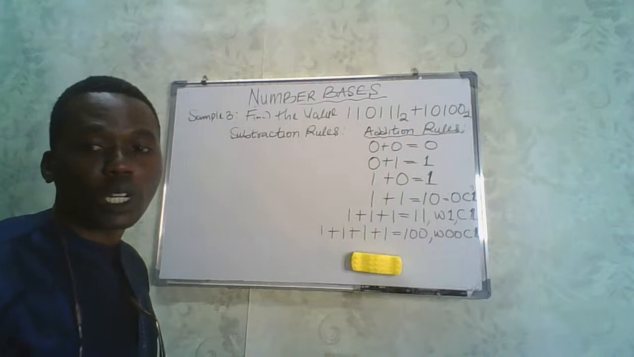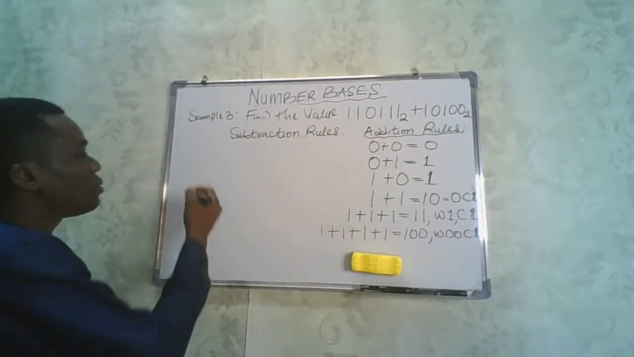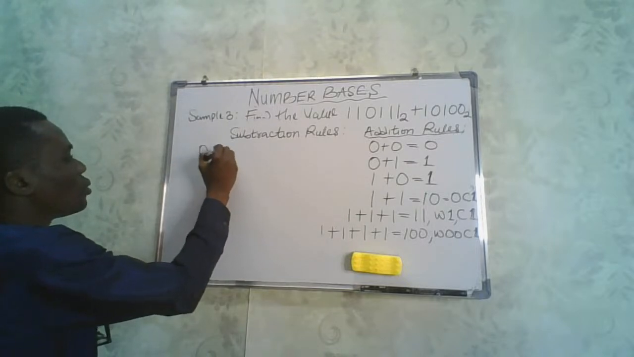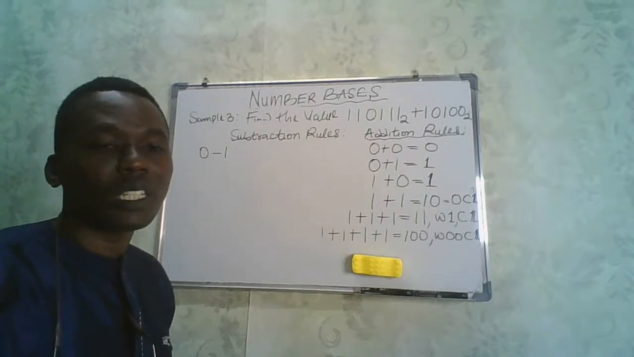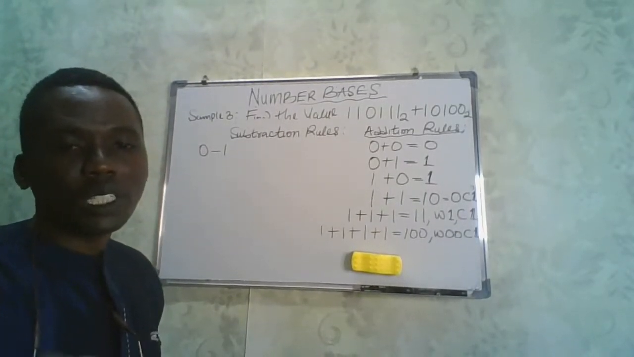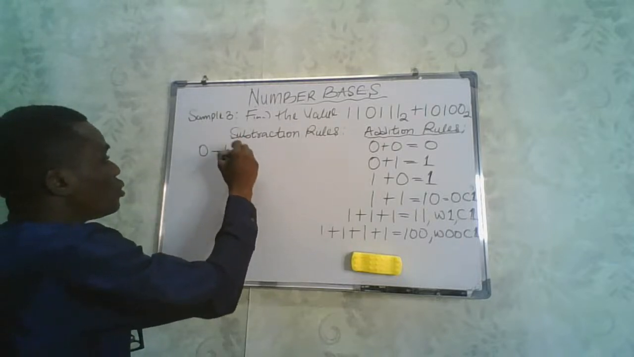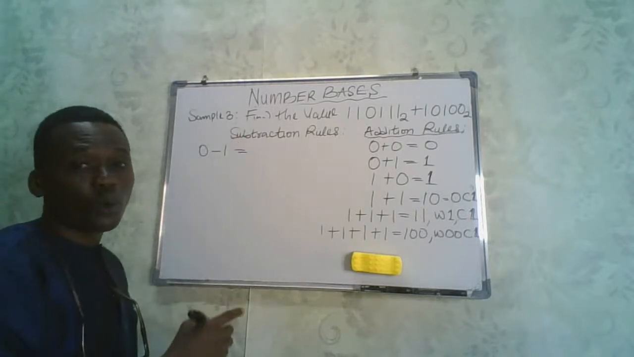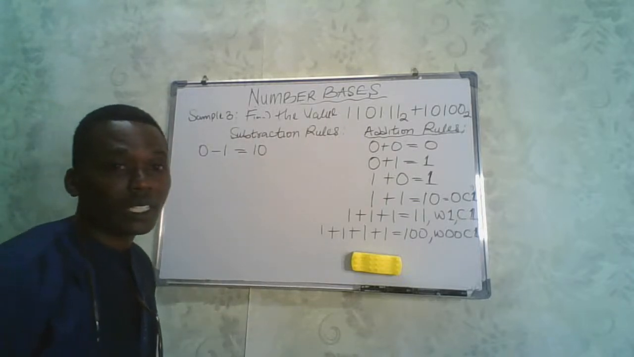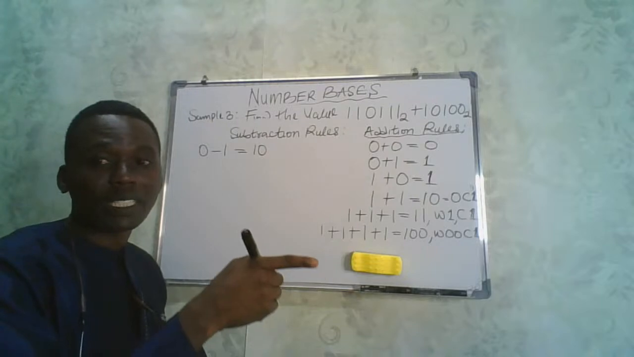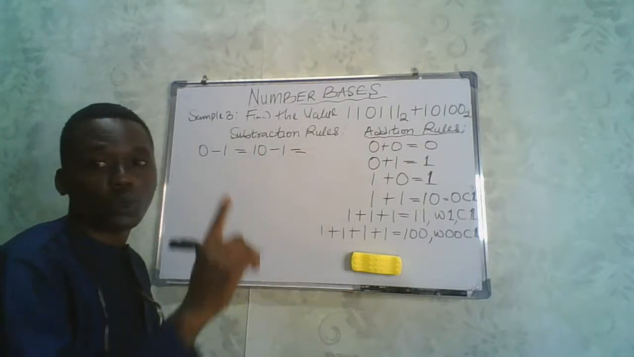So when carrying out subtraction, I want you to note this: the first thing you'll be given is when you have 0 minus 1. Now you know 0 minus 1 is not possible. You know that it won't go. So when you are doing subtraction, you're going to borrow 1, right? You borrow 1 to make that 0 into 10. If you borrow 1 to that place, it will make that 0 10. So 10 minus 1 will now be equal to 1.